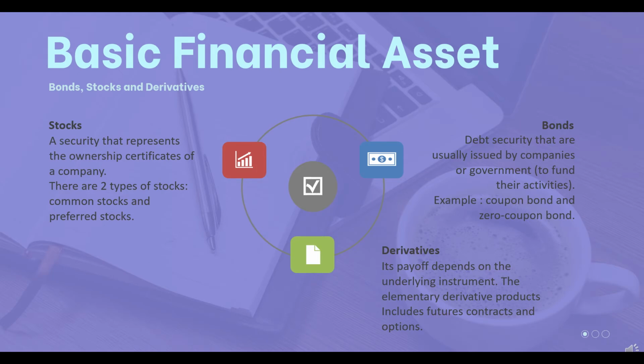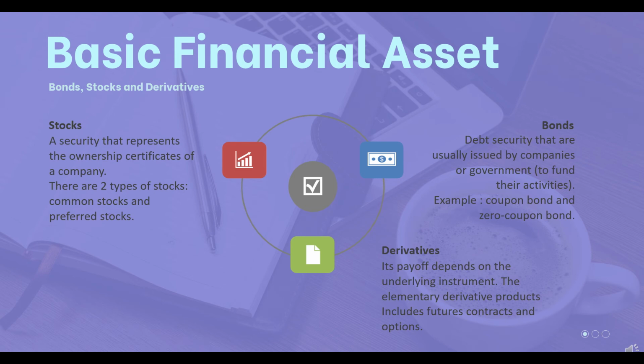Basic financial assets. We are going to discuss three fundamental securities, which are bonds, stocks, and derivatives. A stock, also known as equity, is a security that represents ownership certificates of a company. There are two types of stocks, which are common stocks and preferred stocks. Common stock holders have voting rights that can be exercised. On the contrary, preferred stock holders do not have voting rights.